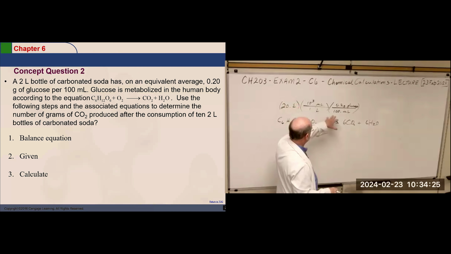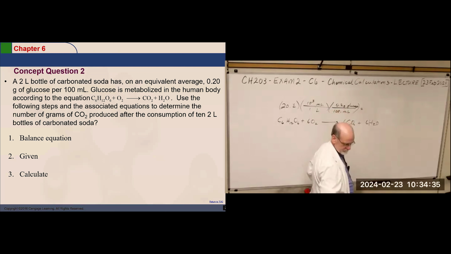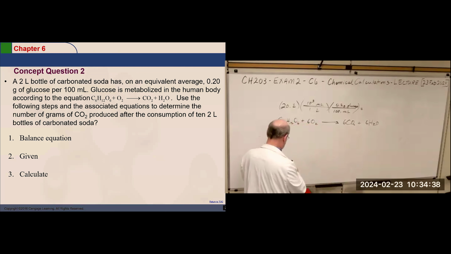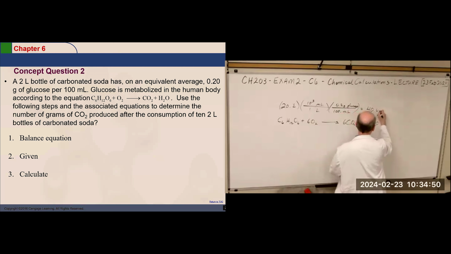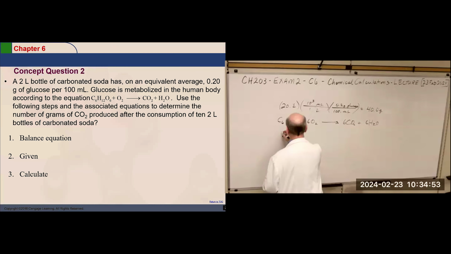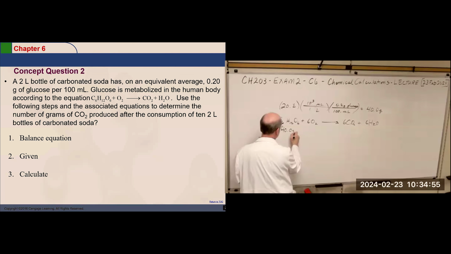This tells us how many grams of glucose have been consumed. So that would go in this term right here. 20 liters times 1,000 divided by 100 times 0.2. So I get 40 grams of glucose. That's where we start with this reaction, this stoichiometry. And we want to know grams of carbon dioxide.